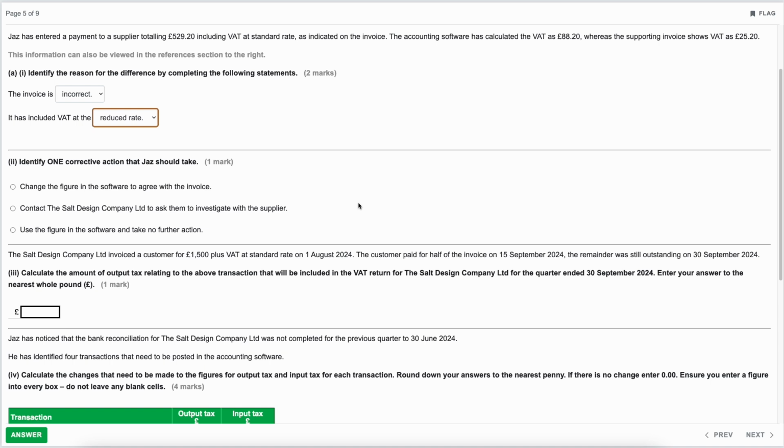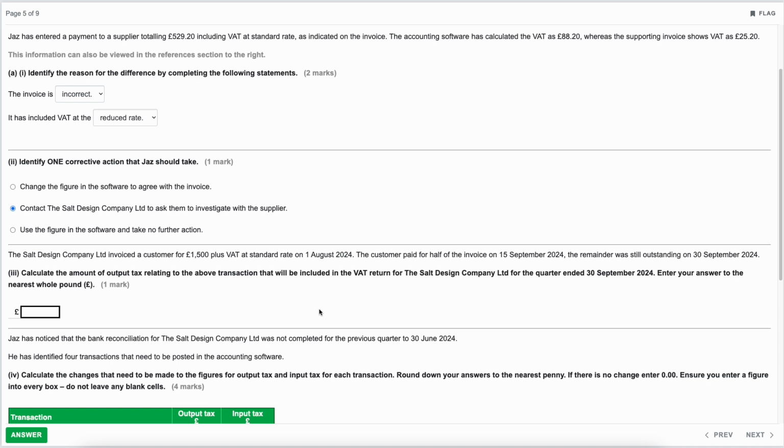Well, again, we wouldn't want to do that because the VAT amount on the invoice is wrong. So if we had an inspection from HMRC, obviously they would question why is the VAT that much on the invoice. So the correct option would be to contact the Salt Design Company so that they can investigate it with the supplier.